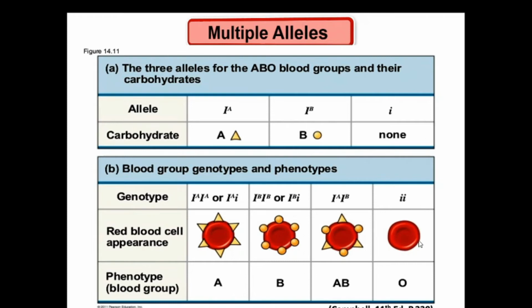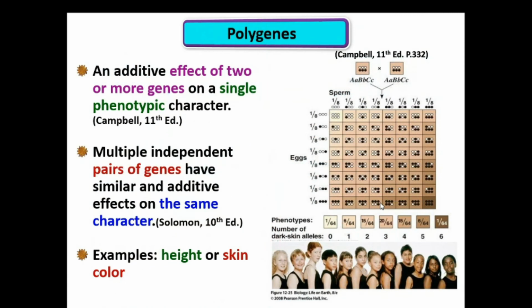All right, but a different case for the individuals with the genotype of small i, also can be written as IOIO, right? Where they result in the phenotype of blood group O. None of the carbohydrate A or B will be found on the red blood cell, meaning that there will be no carbohydrate found on the red blood cell of the individuals with the O blood group. All right, so that is the case for the multiple alleles.